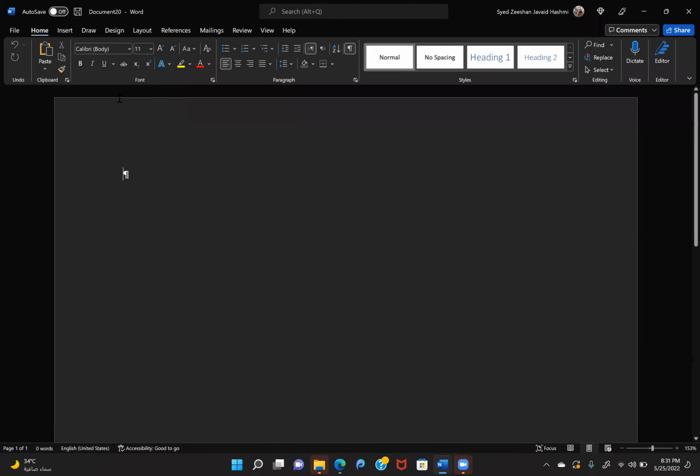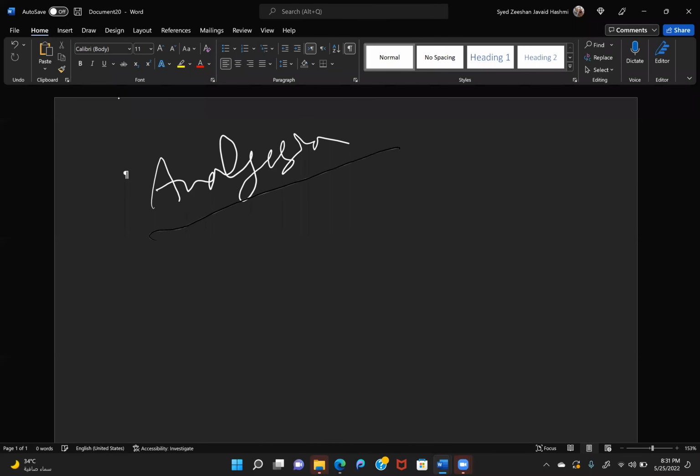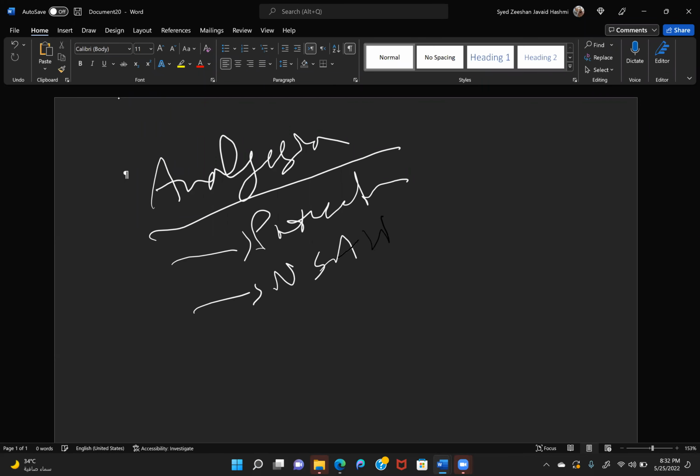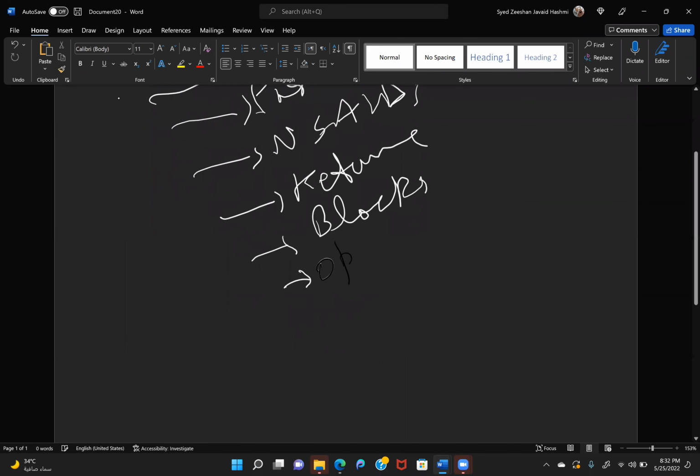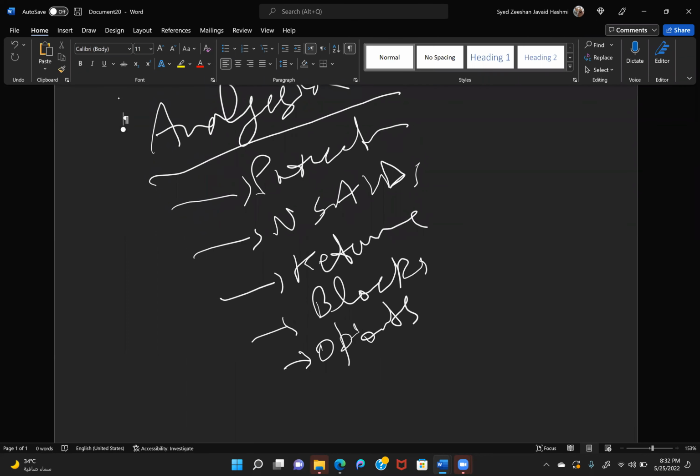Another important aspect to cover is analgesia. Usual paracetamol, NSAIDs, ketamine, then blocks, then opioids. We can use all in combination.